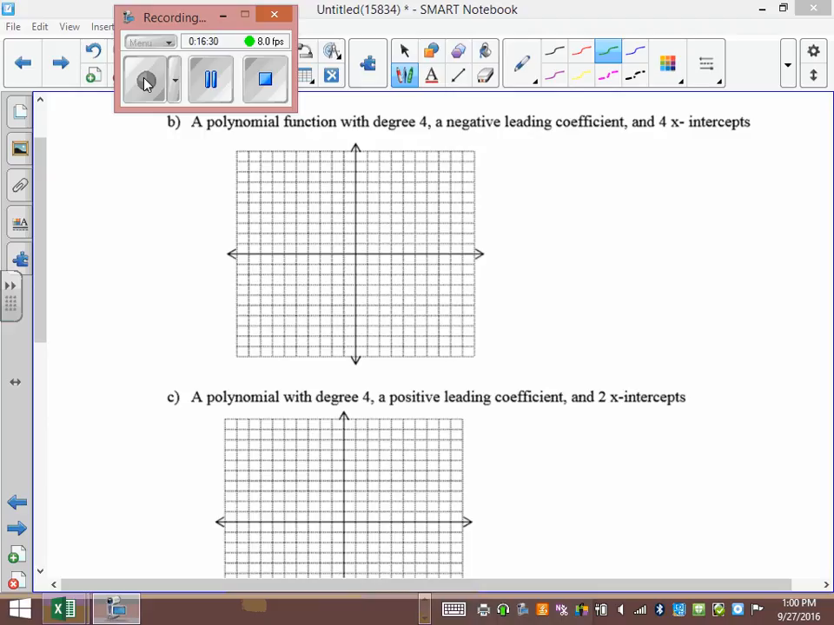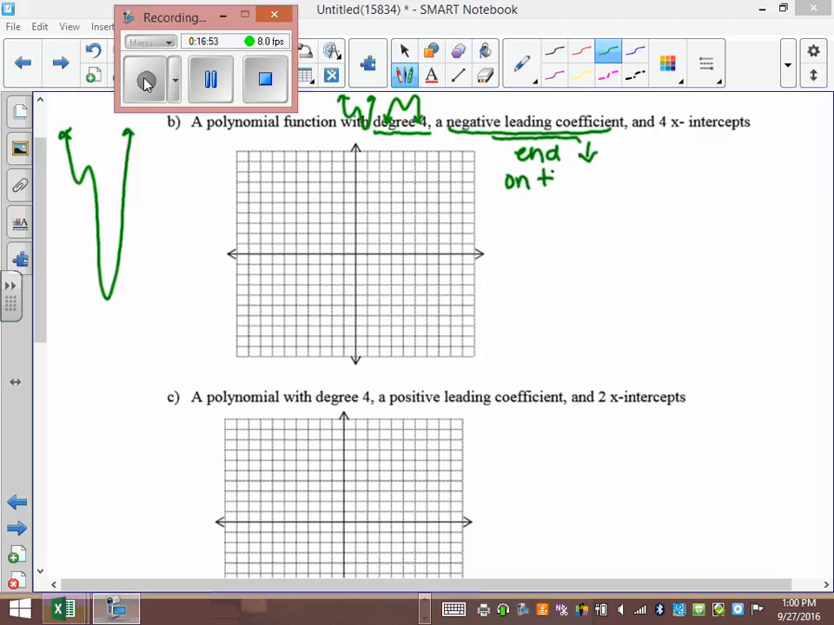Okay, polynomial function degree 4. So it's either going to be some weird W or some weird N. And this is a W as well. I know some people don't like it, but that is just a basic W. Negative leading coefficient means we're going to end negative or down on the right. Always on the right. 4 x-intercepts means every single time I'm changing direction, I'm going through the x-axis, right? Because the maximum I can have is 4, so I have the maximum number of x-intercepts.